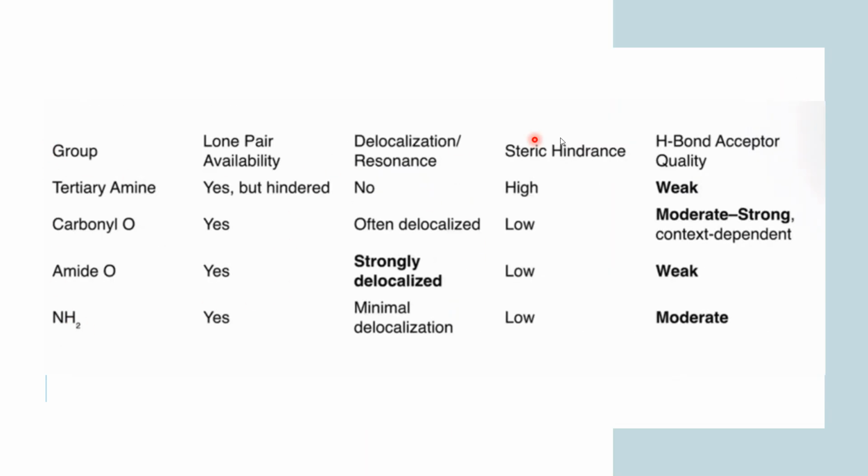So this is basically a comparison window. Tertiary amine, lone pair availability, yes, but hindered. All of them have that lone pair availability, but in this there is no delocalization. In amide there is strong delocalization, and we are talking about the hydrogen bond acceptor quality. When it is weak, it is moderate, weak and moderate. Amine will go for donation rather than acceptance because it is a very good donor. So that is why it is a hydrogen bond donor rather than acceptor.